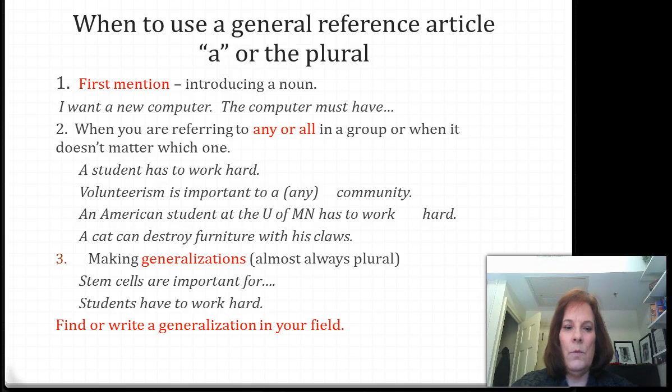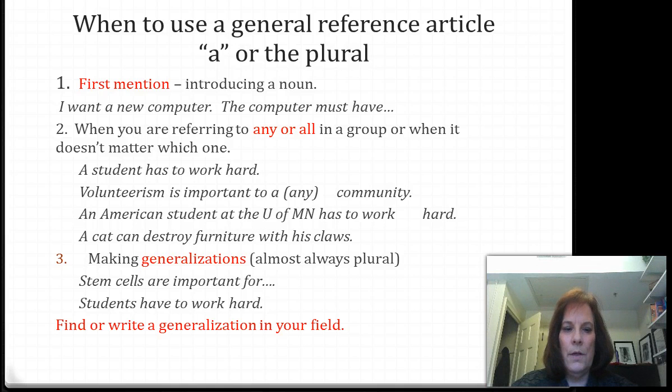A student has to work hard. Volunteerism is important to a community. Notice volunteerism is a non-count noun, so we don't use any a or the, but a community. Which community? Any community. So a community. An American student at the University of Minnesota has to work hard. Which one? Anyone at the University of Minnesota. A cat, which cat, any cat, can destroy furniture with his claws.